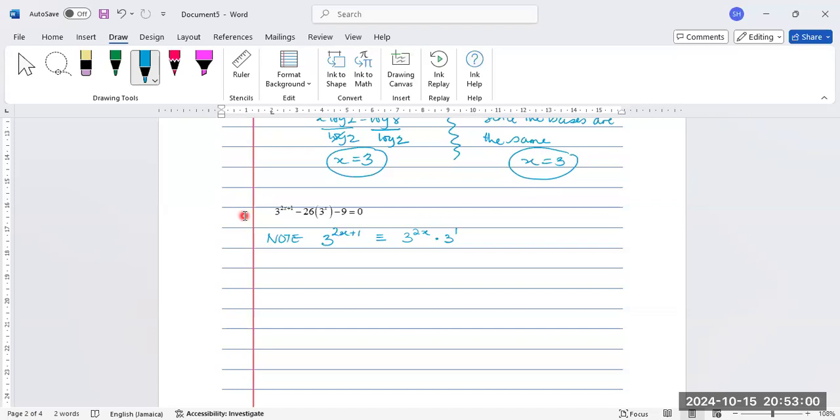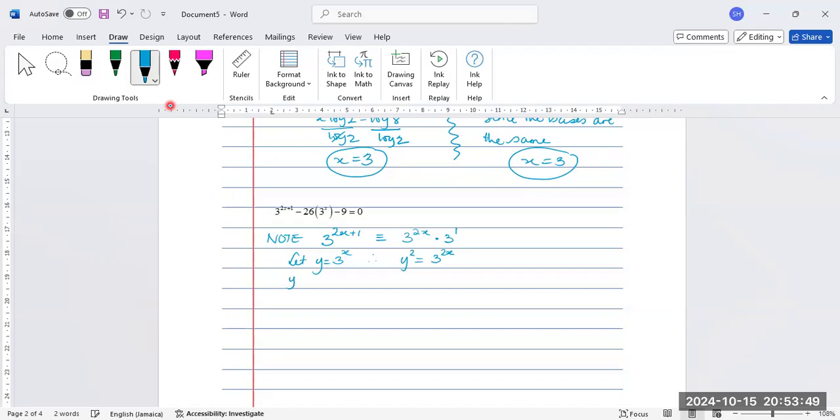This is what I've done right here. My 3 to the 2x plus 1, from the laws of indices, is the same thing as 3 to the 2x times 3 to the first power. And if you let y equal 3 to the x, good job. So therefore, y squared is equal to 3 raised to the power of 2x. Good job.